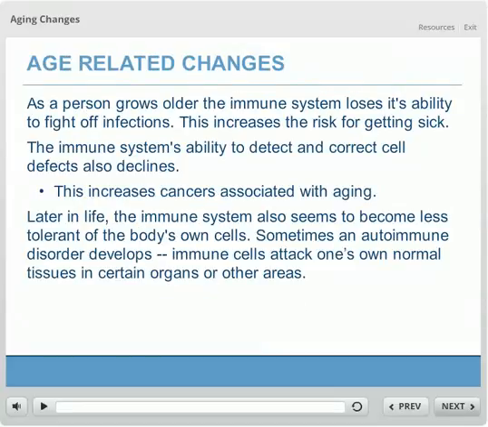Age-related changes. As a person grows older, the immune system loses its ability to fight off infections. This increases the risk for getting sick. The immune system's ability to detect and correct cell defects also declines. This increases cancers associated with aging. Later in life, the immune system also seems to become less tolerant of the body's own cells. Sometimes an autoimmune disorder develops. The immune cells attack one's own normal tissues in certain organs or other areas.